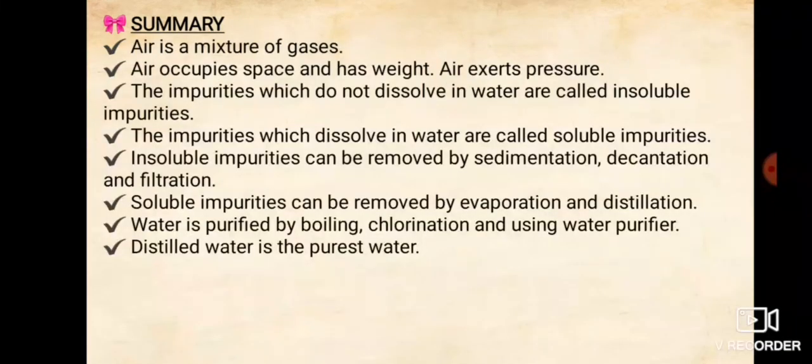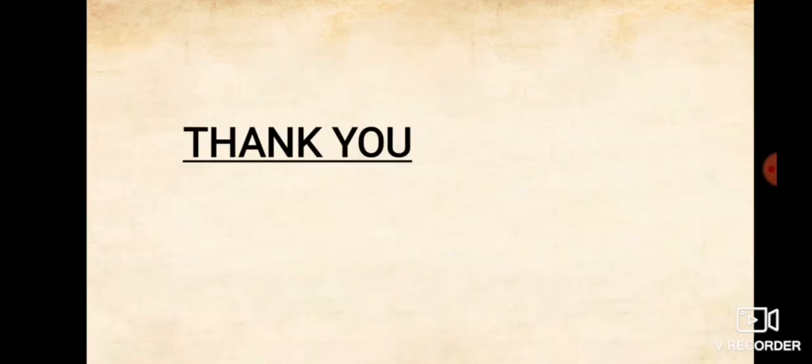Summary. Air is a mixture of gases. Air occupies space and has weight. Air exerts pressure. The impurities which do not dissolve in water are called insoluble impurities. The impurities which dissolve in water are called soluble impurities. Insoluble impurities can be removed by sedimentation, decantation, and filtration. Soluble impurities can be removed by evaporation and distillation. Water is purified by boiling, chlorination, and using water purifier. Distilled water is the purest water.